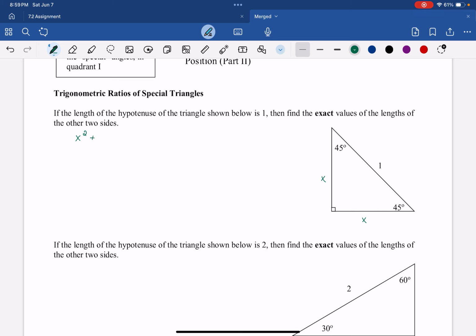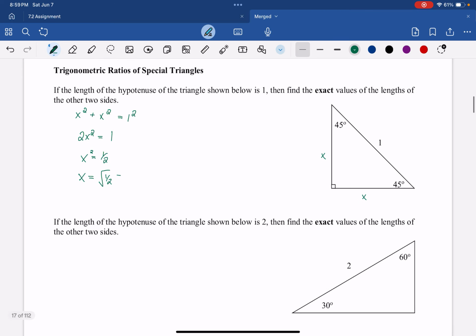So if I use Pythagorean theorem and say x squared plus x squared equals 1 squared, x squared plus x squared would give me 2x squared equals 1 squared, which is just 1. I'm going to divide both sides by 2. And then I'd take the square root of both sides, which is the same as if I square root the top, the square root of 1 is just 1. So this will be 1 over root 2. That means that both of these side lengths are 1 over root 2.